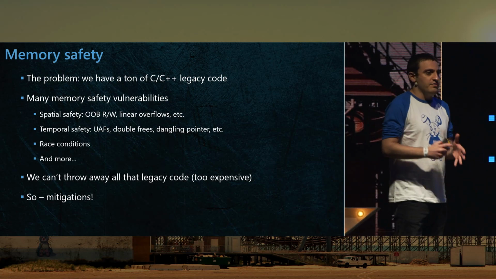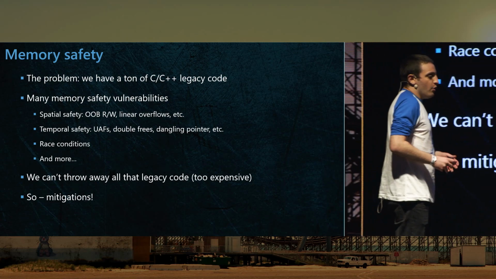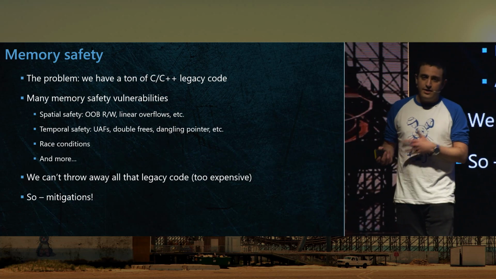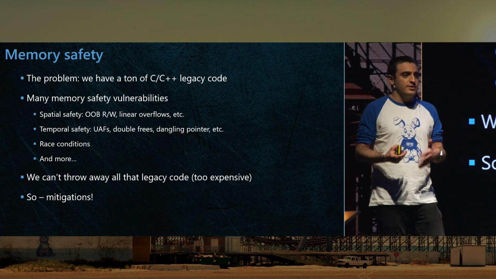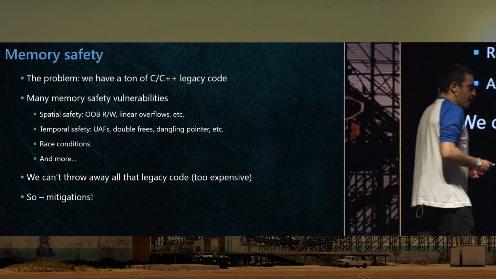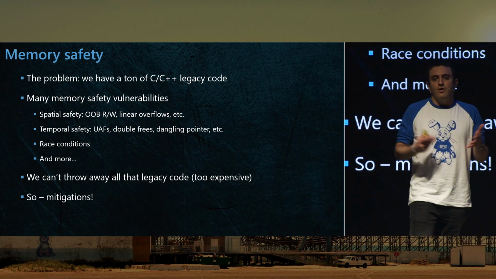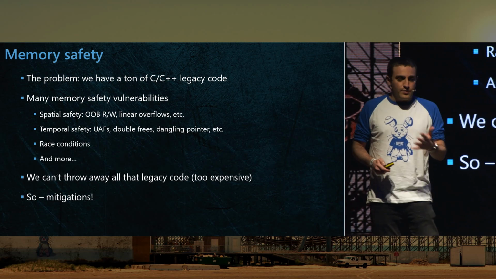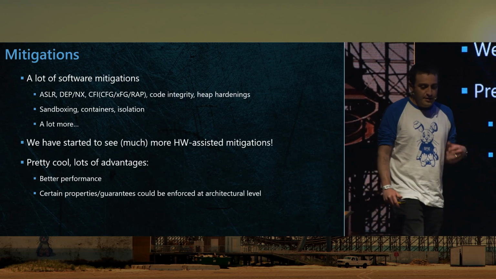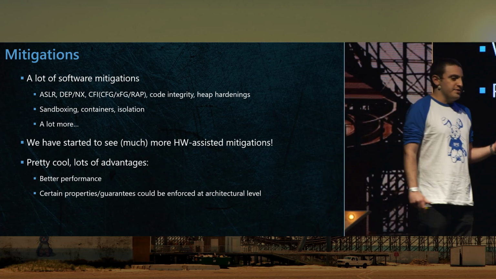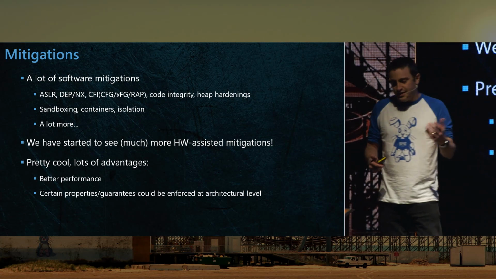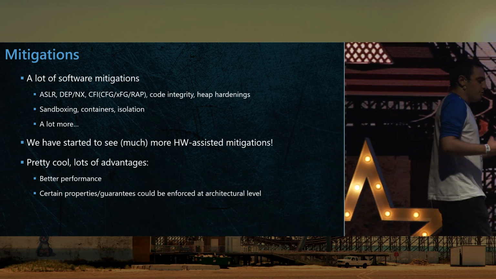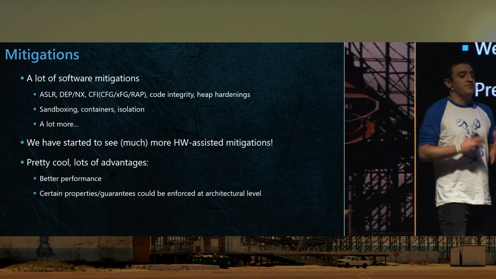As you all know, we have this huge memory safety problem. We've built our entire ecosystem upon unsafe memory languages, such as C and C++, and this, of course, introduces many memory safety vulnerabilities. And the problem is that you cannot just throw away all of this legacy code, because it's just too expensive, it's unrealistic. And this is why we have mitigations. In the past 2 decades, we've seen a lot of software mitigations, which is really nice. But in the past few years, actually, we've seen a lot of hardware-assisted mitigations, which is fantastic.